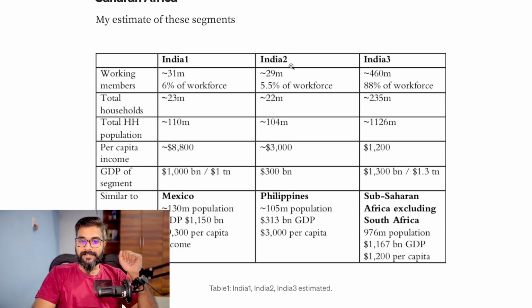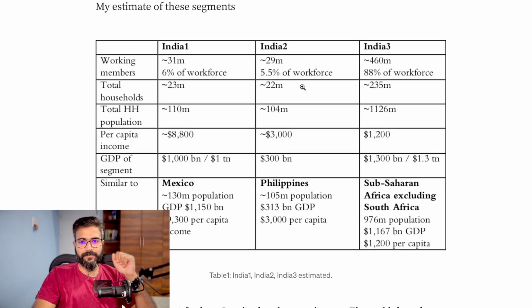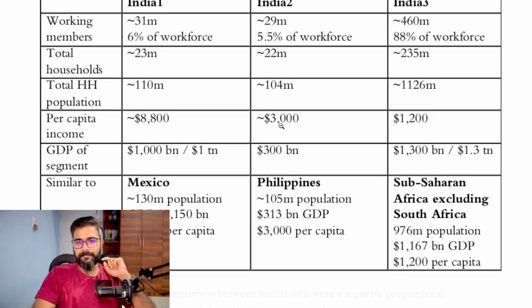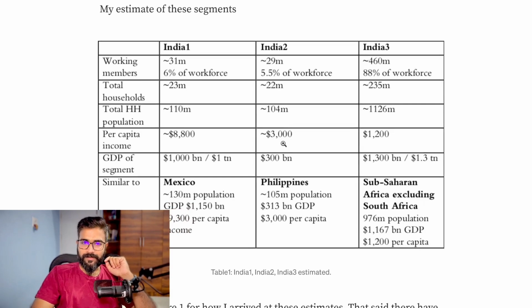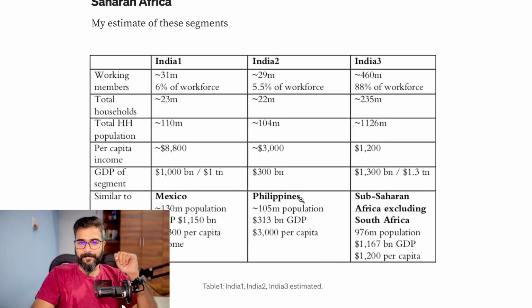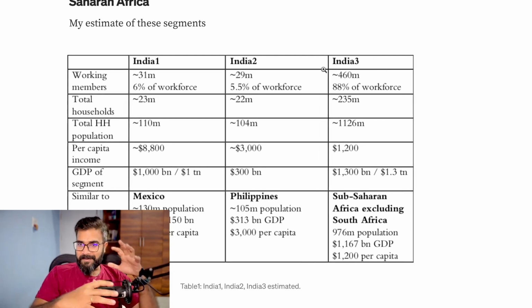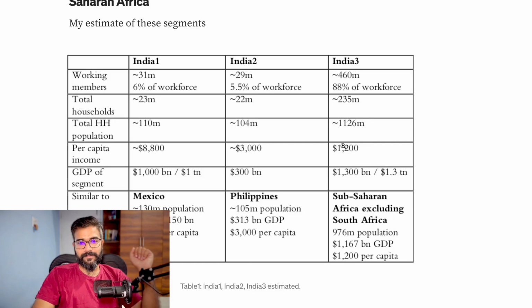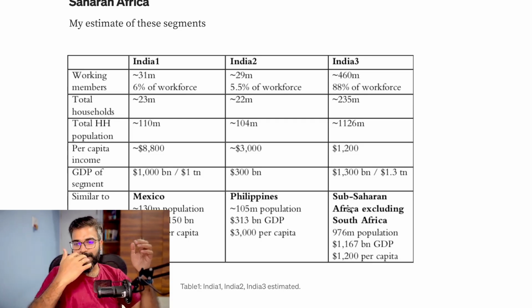India 2 is next, with 29 million, so 5.5% of the workforce. Here the per capita income is like $3,000 and GDP is like 300 billion. It's equivalent to the population of the Philippines. Similarly, India 3 is like 88% of the workforce, and their per capita income is $1,200, with 235 million households and 460 million population. It's equivalent to a sub-Saharan country in Africa, excluding South Africa. The GDP is pretty much similar to that.